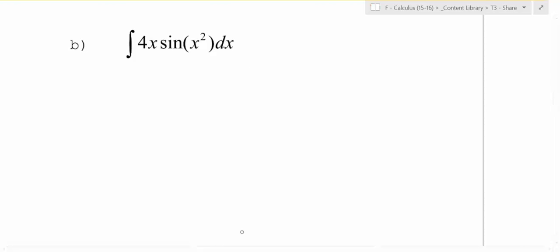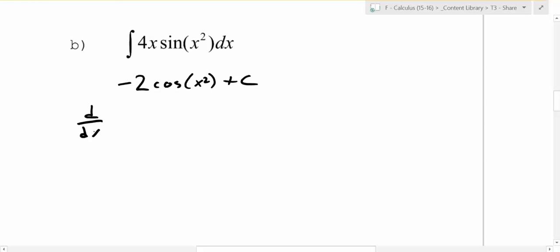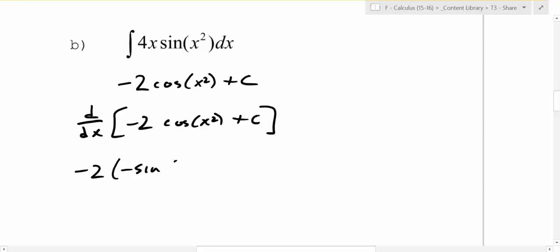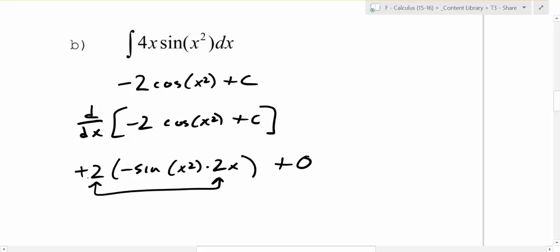Okay. What about this one? Try that one out. So you did negative 2 cosine of x squared plus c. And again, how do you test that? You do d dx of negative 2 cosine x squared and see where it leads you, like this. Well, what's the derivative of cosine? What is the derivative of cosine? Negative sine. So you have negative 2 times negative sine of x squared times 2x, the derivative of the inside, plus 0, because that's the derivative of c. So, oh look, there's your 4 right there. So what do you end up with? Oh, and that turns positive.